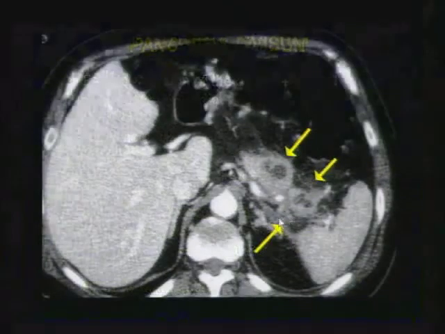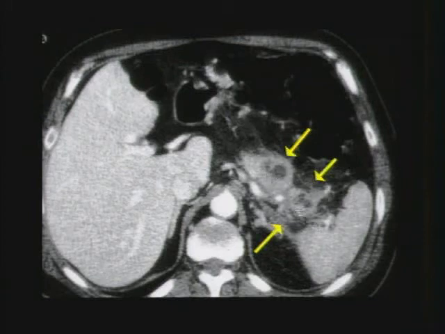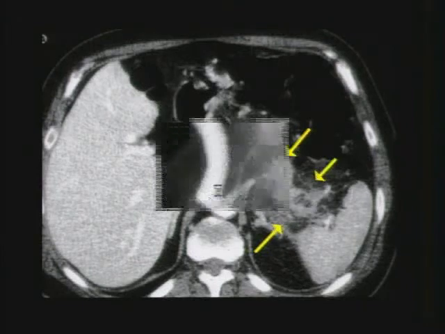So here's a patient with acute pancreatitis, and you can see that there's small pseudocysts already in the tail. Had a history of prior pancreatitis as well, and you can see peripancreatic inflammation. What do you see on ERCP? This is the classic finding for pancreas divisum.